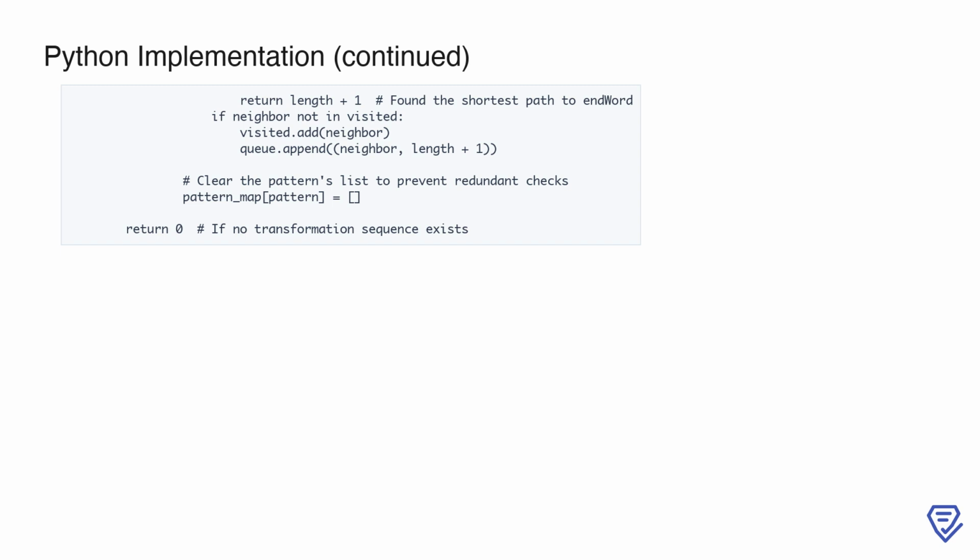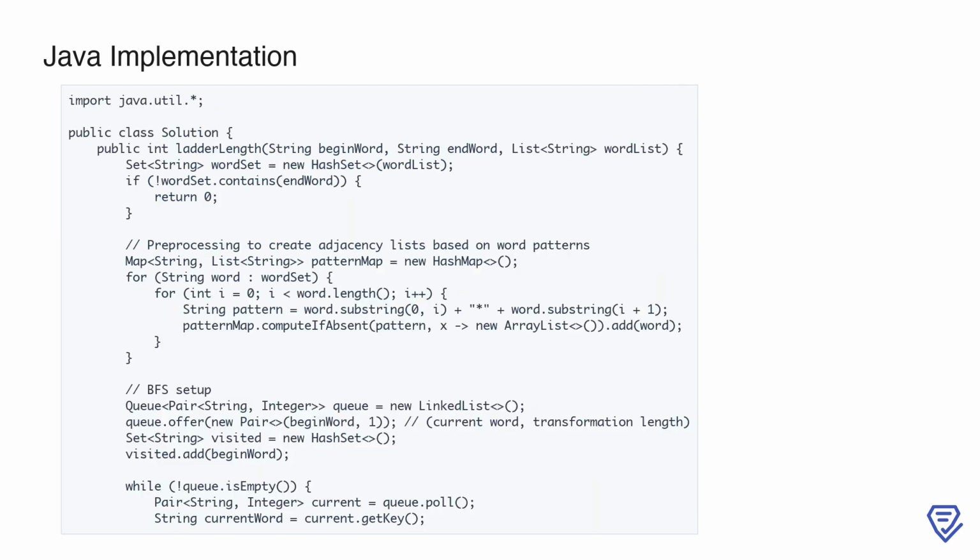sequence. Here, we begin by importing the necessary Java utilities and defining our solution class. The main method, ladderLength, takes 3 parameters: the starting word, the target end word, and a list of words that can be used in the transformations. We first convert the word list into a hash set for efficient lookup, and we immediately check if the end word exists in the set.